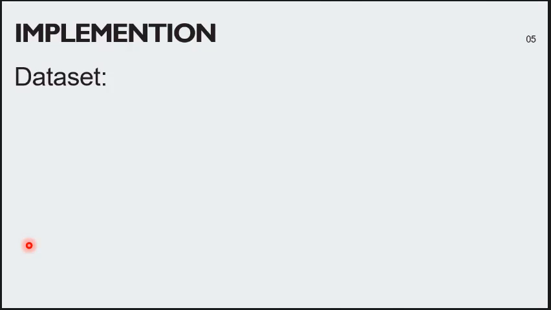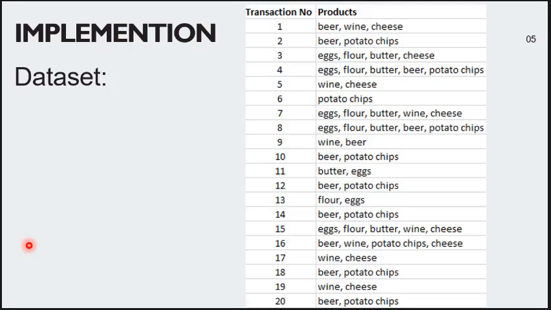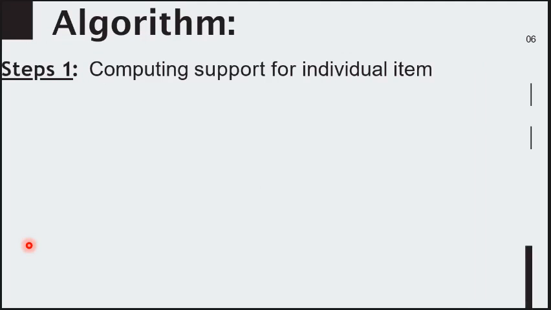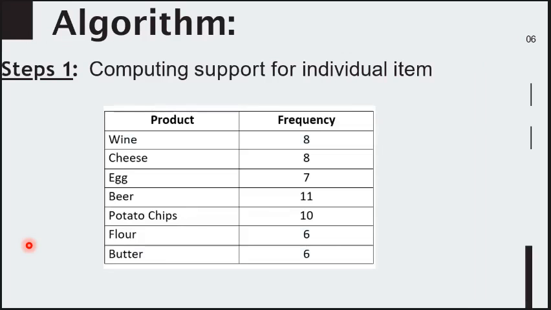Implementation. Here is a simple dataset of 20 instances. It states the number of items bought by different customers. Algorithm. Step 1. Computing support for individual elements. Here we are counting the frequency of individual elements.